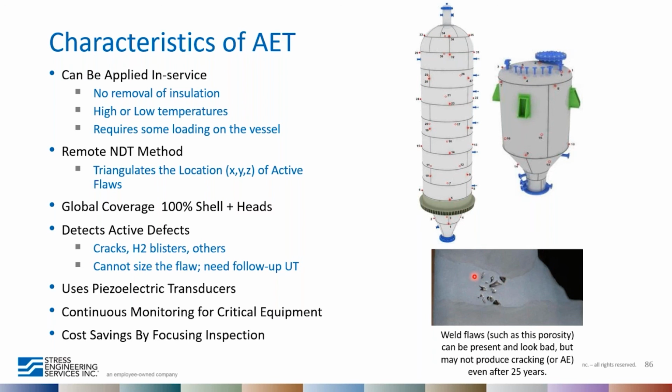So for example, a flaw like this, it's an ugly looking weld, but there's nothing necessarily sharp here, and it may not even light up at all in AET, and might just be fine.